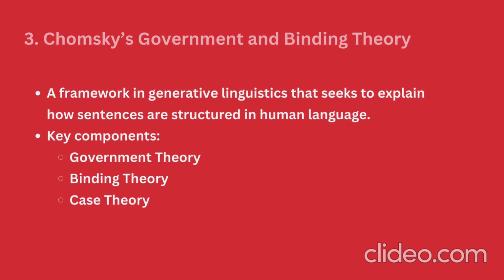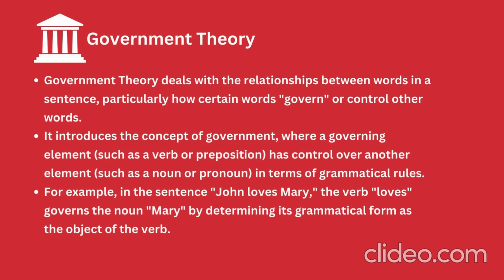First, let us look at government theory. Government theory is all about who is in charge in a sentence, or who is that most important, ruling person in a sentence. So that is what it says. Government theory deals with the relationship between words in a sentence, particularly how certain words govern or control other words. So there will be some governing element in that sentence. It can be a verb or a preposition. And these governing words have control over other elements, such as a noun or pronoun.